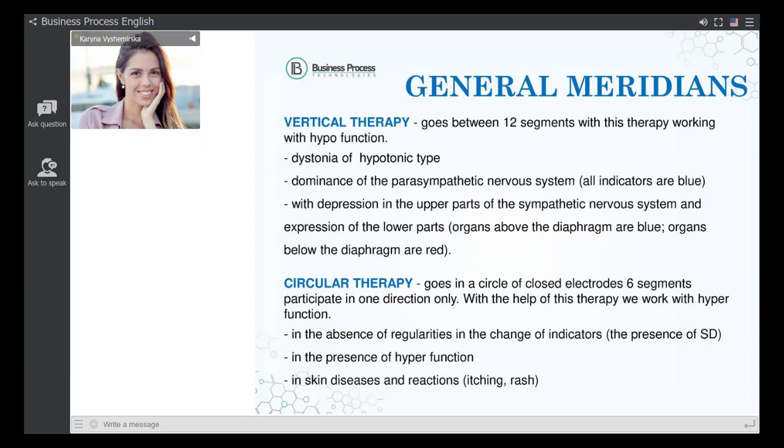So when you look at the results and the majority of the colors are blue, you can use this meridian. And if the organs above the diaphragm are blue and organs below the diaphragm are red, inflammation. The other one is a circular therapy.